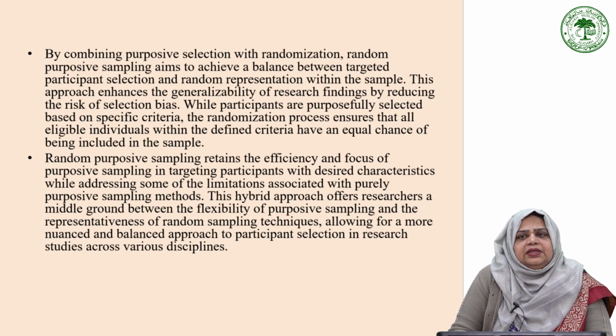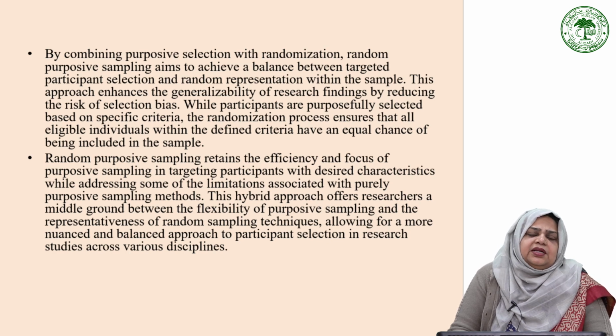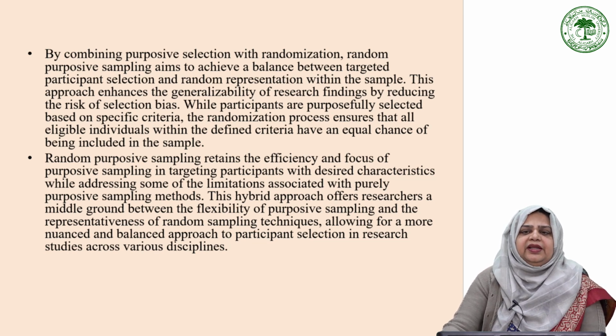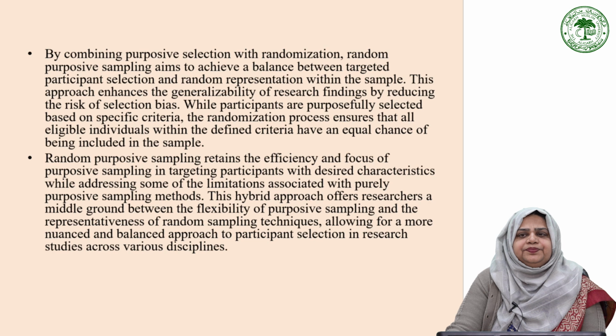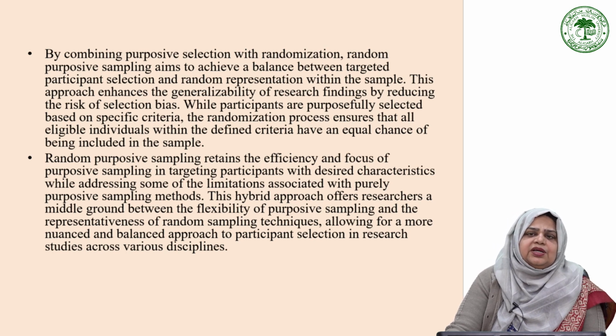Random purposive sampling is a method that combines targeted participant selection with random representation, and its aim is to make research findings more reliable by reducing bias in the selection process. While participants are purposefully chosen based on specific criteria, the randomization process ensures that everyone who meets the criteria has an equal chance of being included in the sample. This approach offers researchers a middle ground between the flexibility of purposive sampling and the representativeness of random sampling, allowing for a more balanced approach to selecting participants in research studies across different fields.